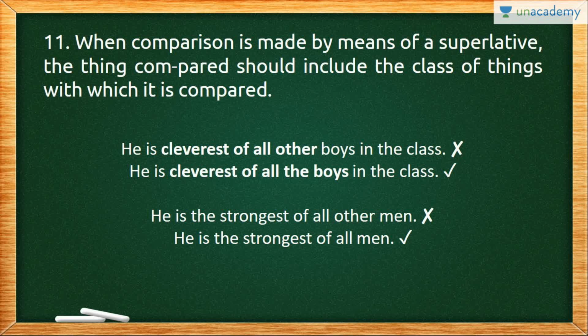He is cleverest of all other boys in the class. Here, other becomes unnecessary. You simply say, he is cleverest of all the boys in the class. Similarly, he is the strongest of all other men. Once again, other becomes unnecessary. He is the strongest of all men.